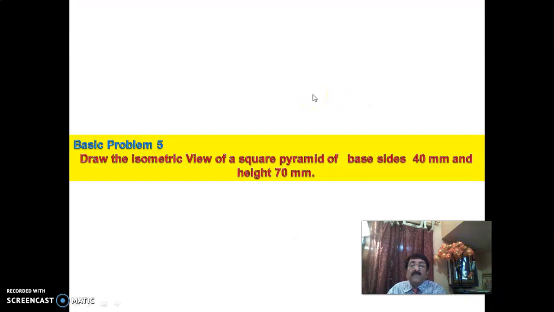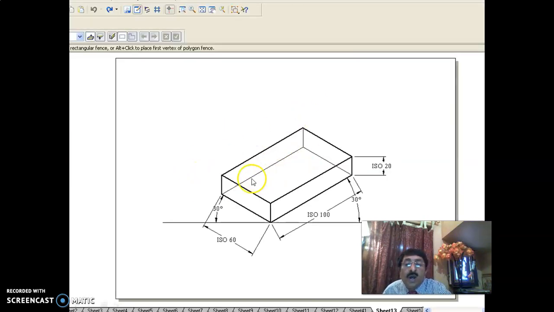Now problem 5. You see in the previous problem, all edges, the top rectangle and bottom rectangle, since they are parallel to each other, we used to call them isometric edges. If any edge is not parallel to these edges, they are called non-isometric edges. You should always remember that about isometric and non-isometric. Here, all edges are isometric, even the vertical edges, the top rectangle and the bottom rectangle.